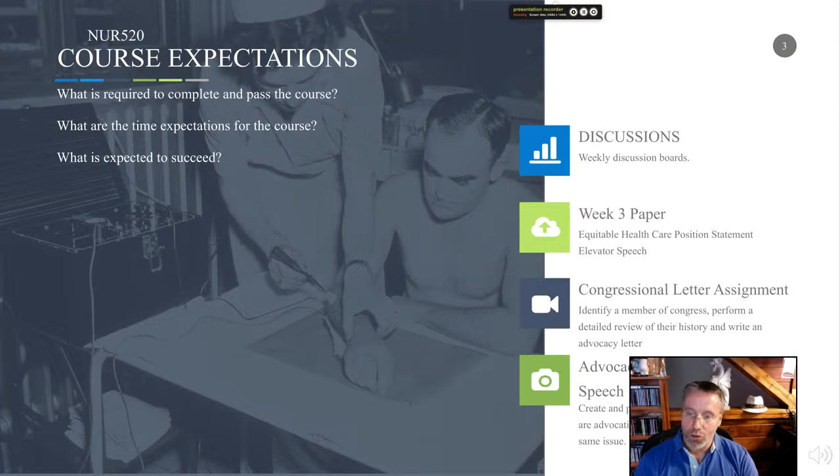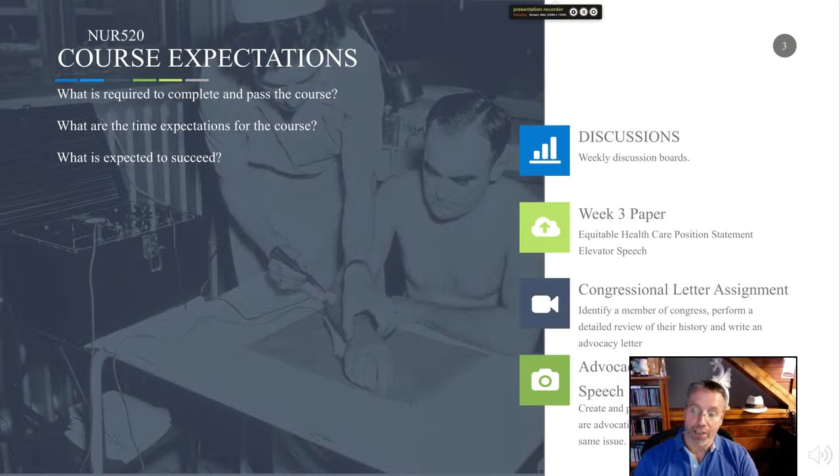In week 6, you'll be expected to write a letter to a congressman. This could be a U.S. congressman or a U.S. senator. Basically, you're trying to convince them of a position that you're taking. It's an advocacy letter. So if you're advocating for improved staffing or improved workplace safety or expanded scope of practice for advanced practice nurses, you want to select an issue that you're passionate about and write a letter to a U.S. representative or senator trying to convince them of your position.